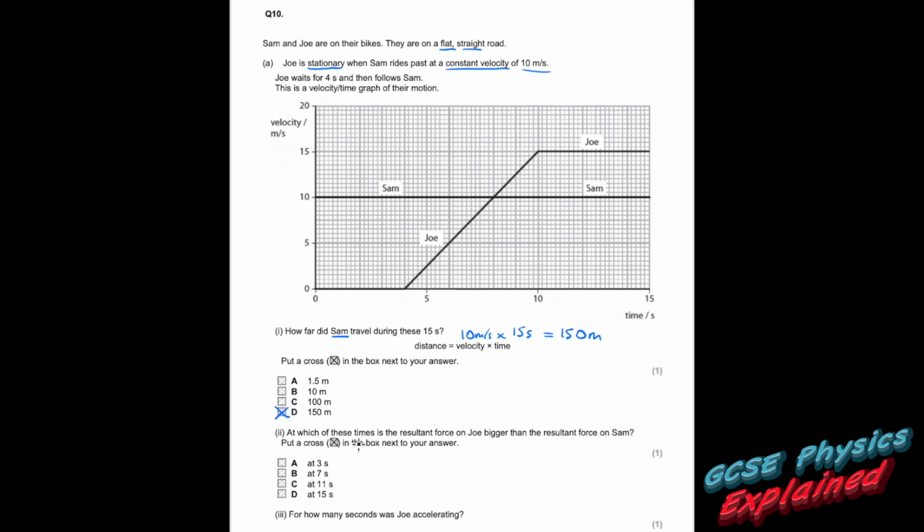Part 2. At which of these times is the resultant force on Joe bigger than the resultant force on Sam? Well, if Sam's travelling at a constant speed, that means that his resultant force is 0. And if you aren't moving, the resultant force is 0. And if you are travelling at a constant speed, it's 0. So the only time when Joe actually had a resultant force on him was when he was accelerating.